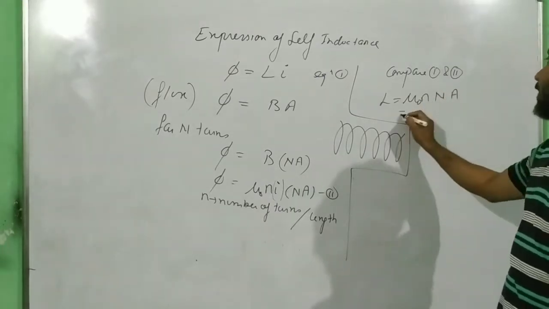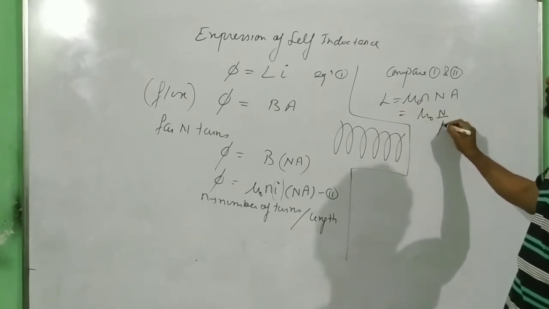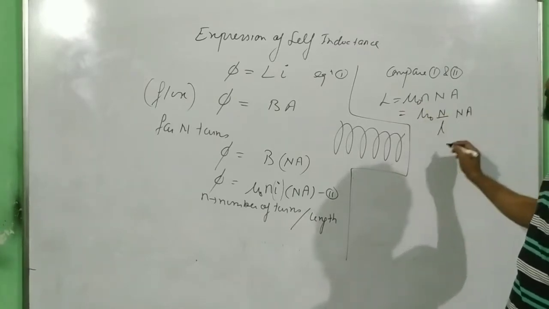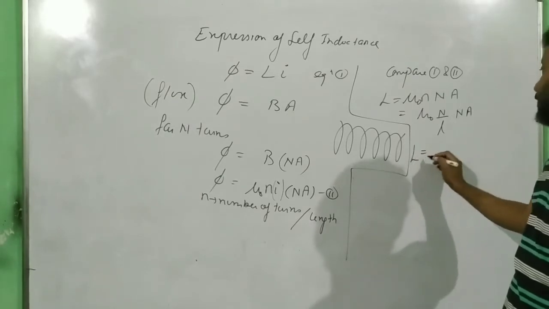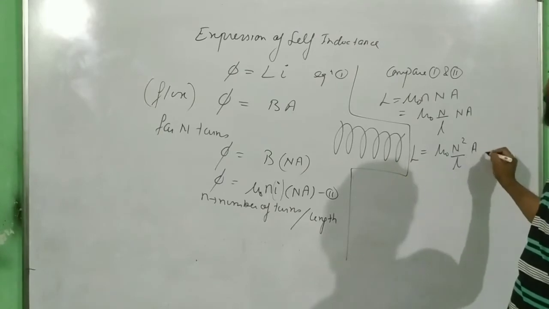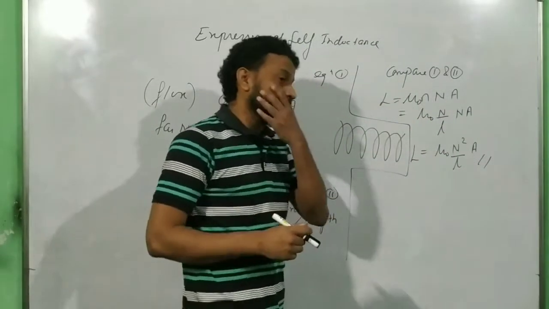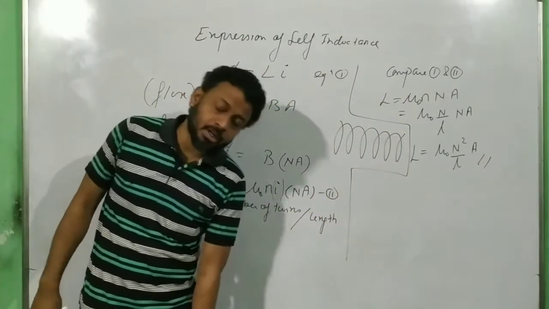And this small n you can now write as number of turns per unit length, multiplied by A multiplied by L. So L equals mu naught times N square by L multiplied by A. This is how the self-inductance depends on geometrical parameters.